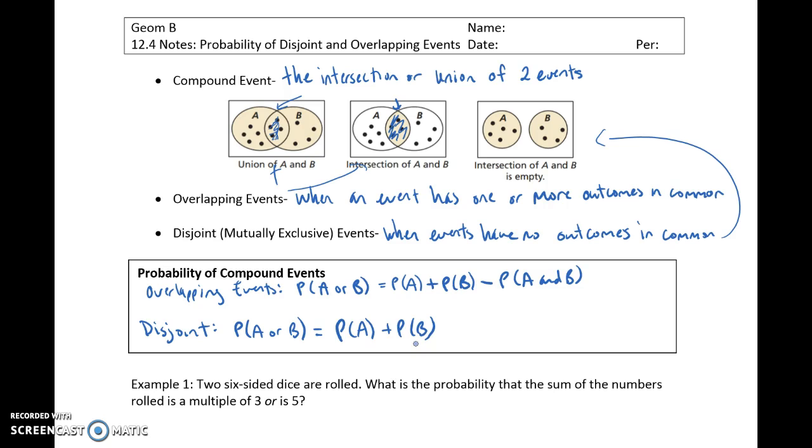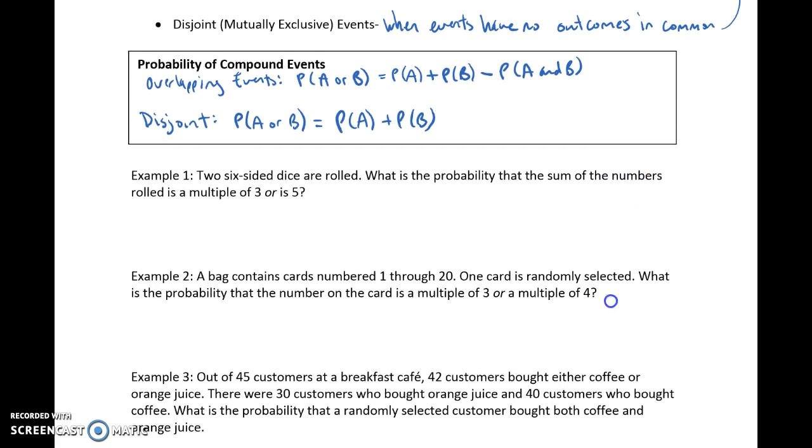Okay, so we're just going to do some examples to practice our probability of compound events. Take a look at example 1: two six-sided dice are rolled. What is the probability that the sum of the numbers rolled is a multiple of 3 or is the number 5? You want to first ask yourself, is this overlapping or is it disjoint, mutually exclusive? When you roll two dice, what are the possible outcomes? Multiples of 3, or the number 5? Can a multiple of 3 actually be 5? The answer would be no. So this is a disjoint event.